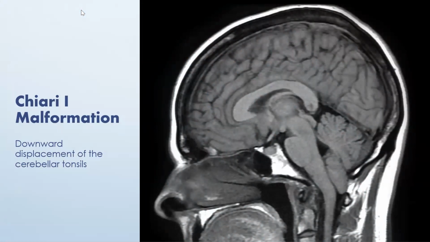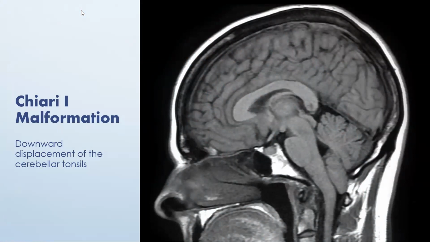Primary Chiari malformations are then subdivided into 4 types of severity, each malformation with its own characteristics. Chiari 1 malformation is the least severe out of the 4 and is simply the downward displacement of the cerebellar tonsils without displacement of the fourth ventricle or medulla.